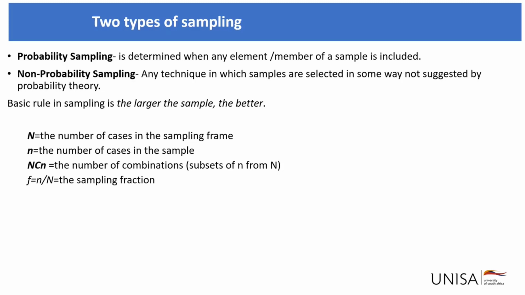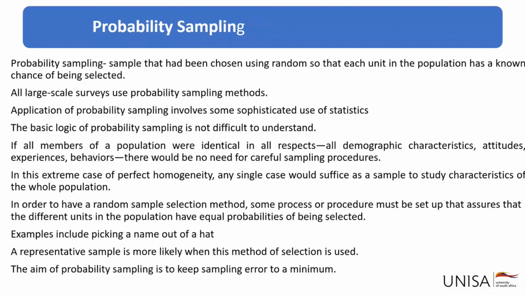So the basic rule in sampling is the larger the sample, the better. So it's always better to have a larger sample to select from than a small sample, because then you stand a chance, when you've got the larger sample, to get more data than when the sample is too small, because then there are those issues that we raised earlier on. Let's just look at probability sampling.